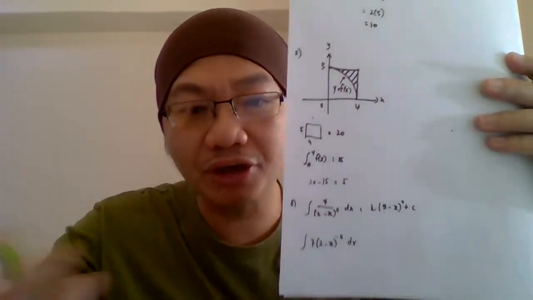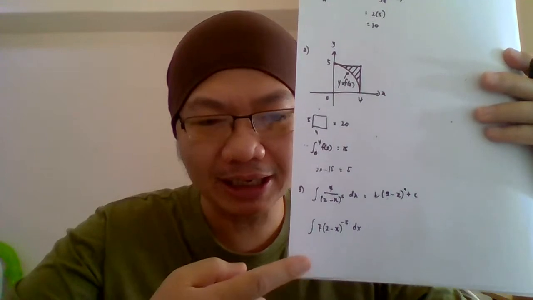Now we can start doing the normal integration. When we solve the problem, we can use the formula. So it's supposed to be like this: 7, 2 minus x to the power of negative 5 plus 1, which becomes negative 4, over negative 4.